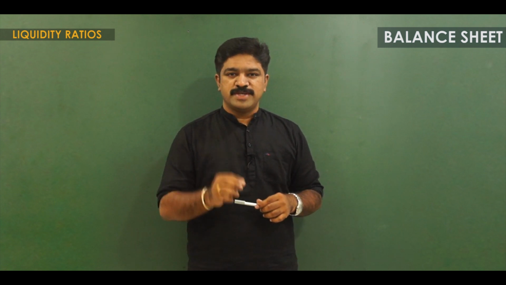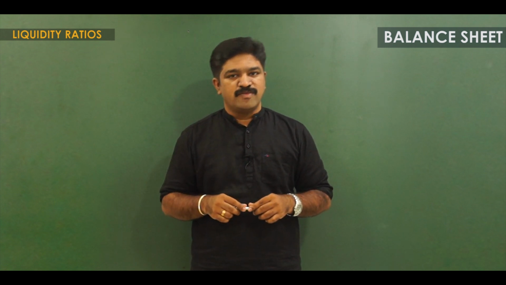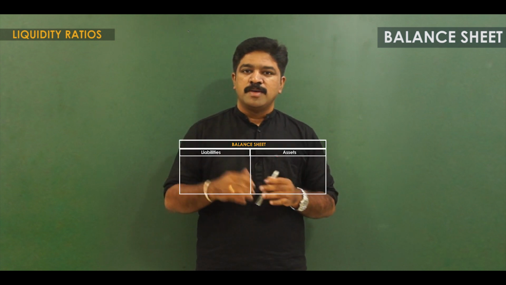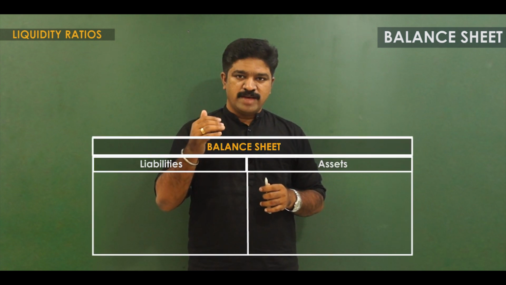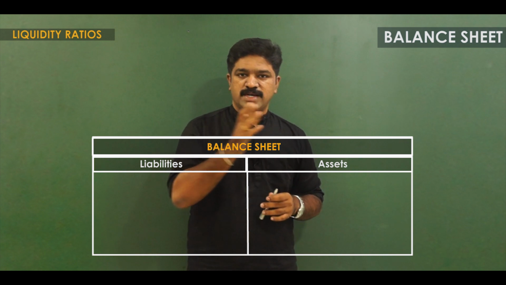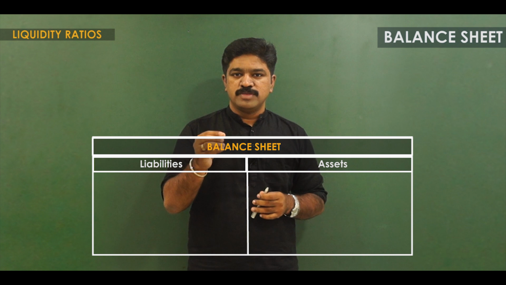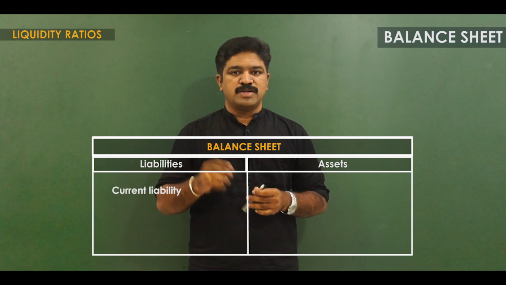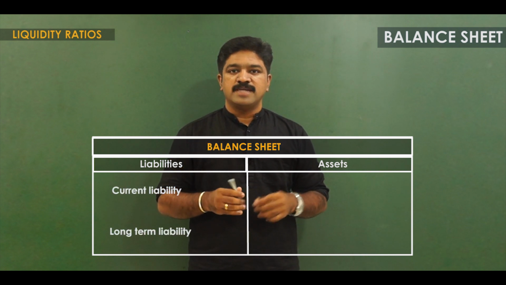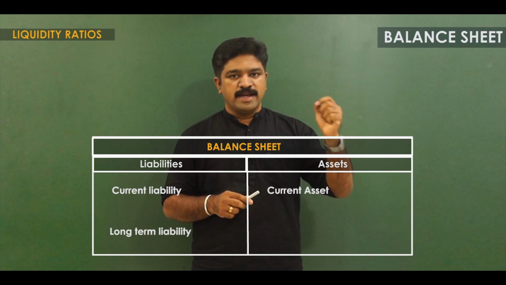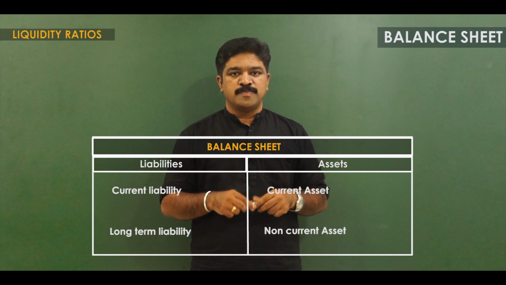A balance sheet is a statement which will showcase the financial position of the business. Now have a look at this balance sheet. A balance sheet will traditionally have liabilities on one side and assets on the other side. The liability side can be divided into two: current liability and long-term liability. Similarly, the asset side can also be divided into two: current assets and non-current assets.